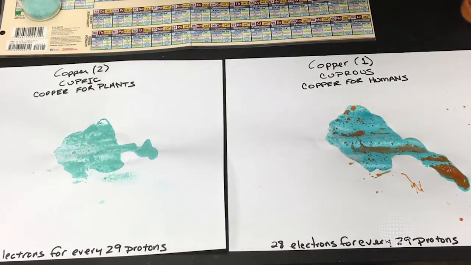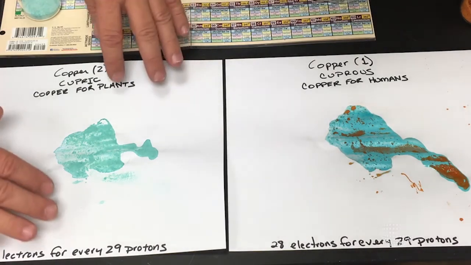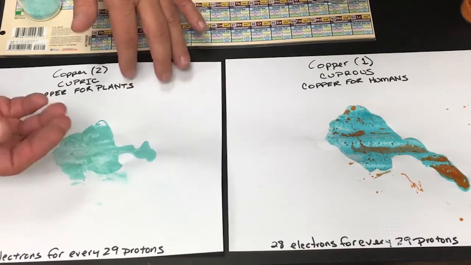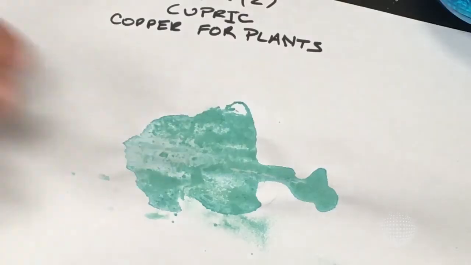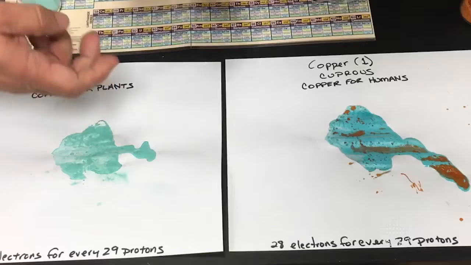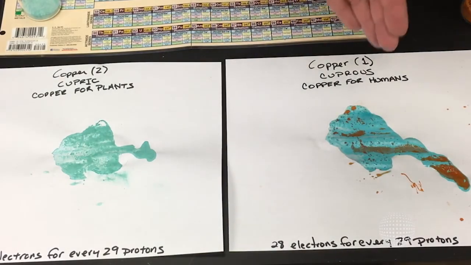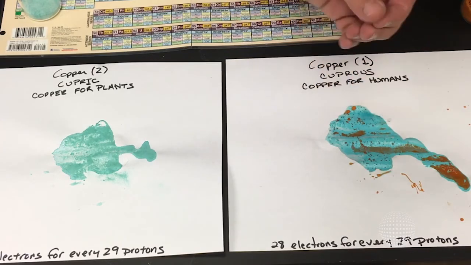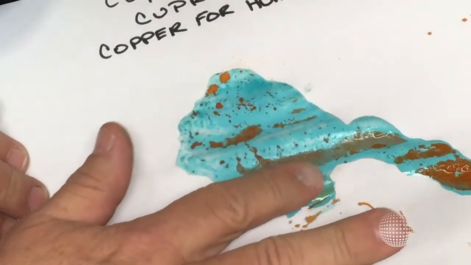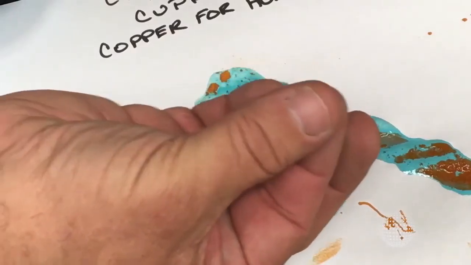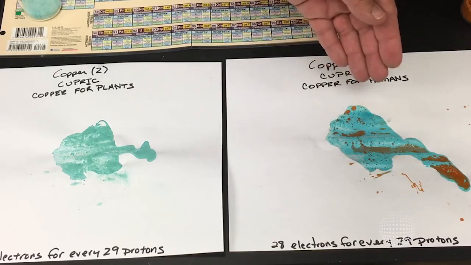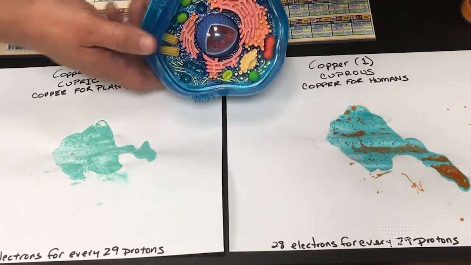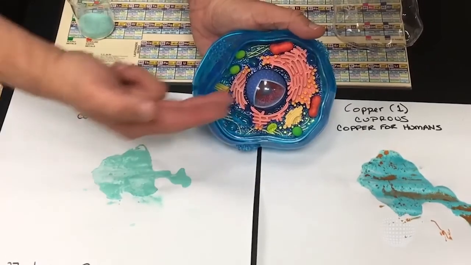So several minutes into it, just applying water, here the plant copper has not changed color, and when I rub it, it's gritty like a piece of sandpaper. And the human copper has changed color, and it's just so smooth. So smooth. Bioavailable human copper.